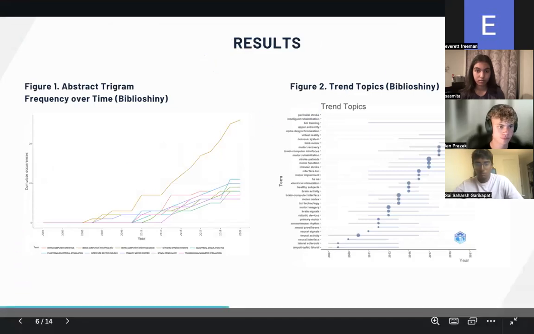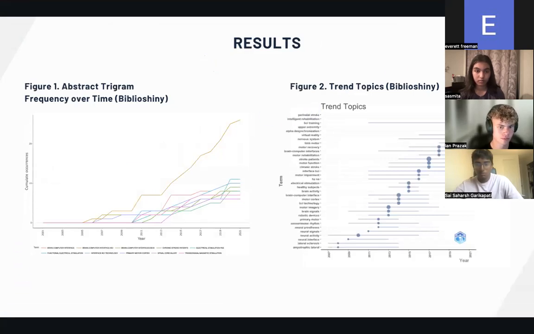Figure one, you can see here, allows us to view the widespread growth of research within the field, measures abstract trigram frequency over time, and was created in Biblioshiny. As years progress, you can see that the diversity of trigrams continues to grow, but the overall dominance of brain computer interfaces over other trigrams was recurring.